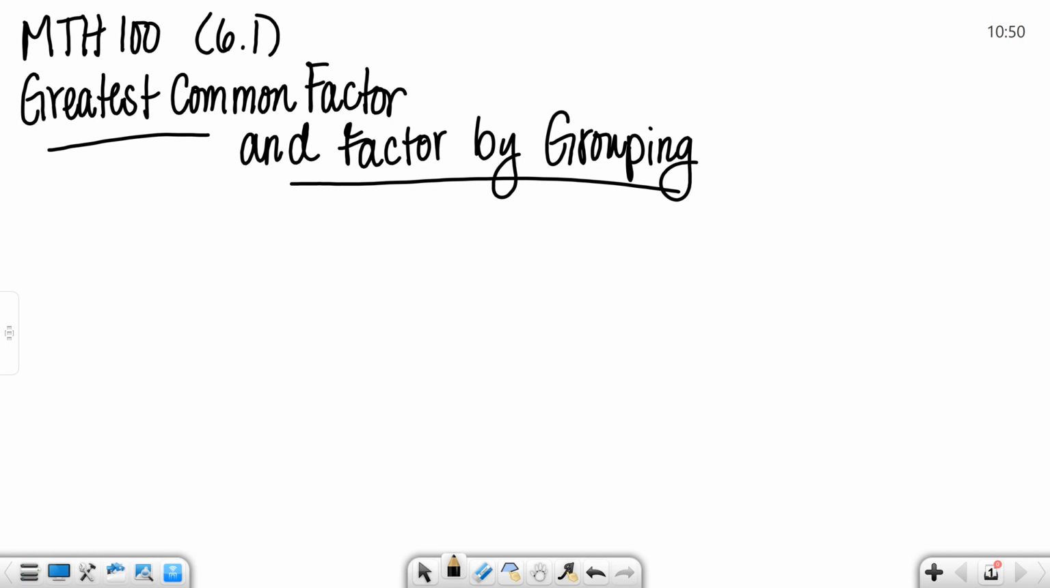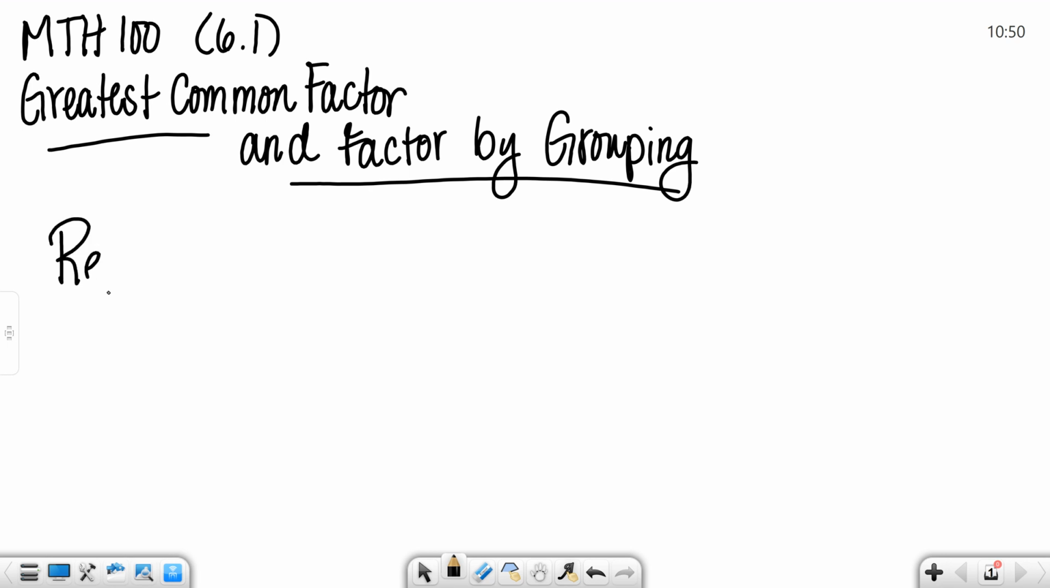Math 100 Lesson 6-1, greatest common factor and factor by grouping. So factoring is a huge part of Math 100, and this is a topic that you will use if you have to go on to any other math courses after Math 100. Factoring will be super important to you.